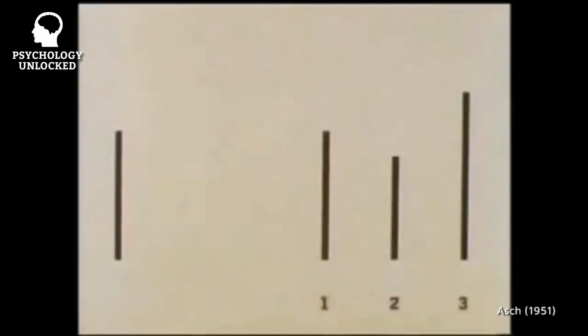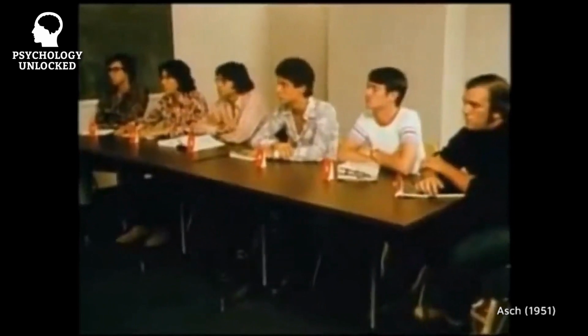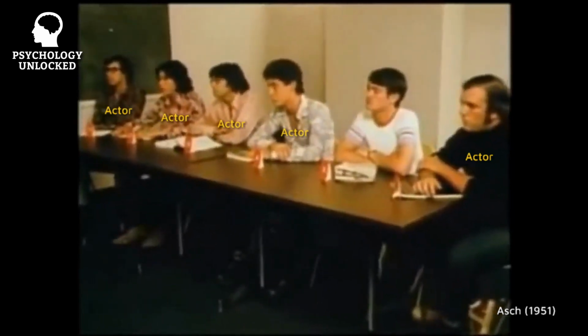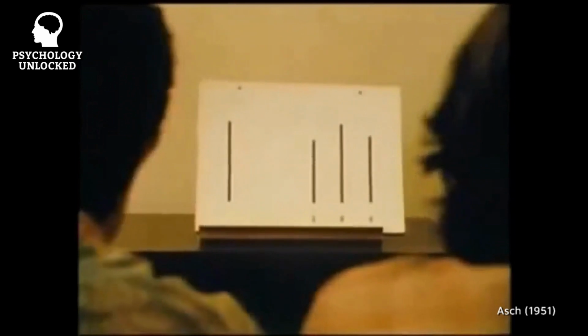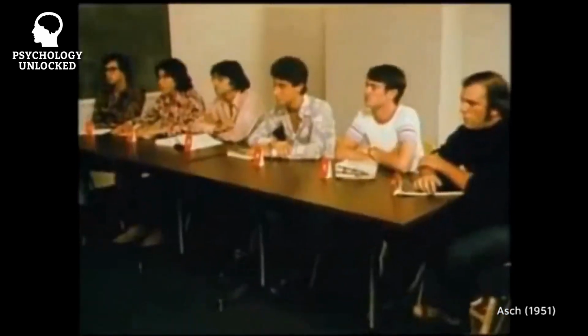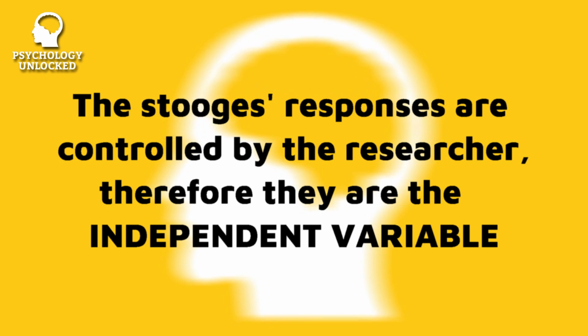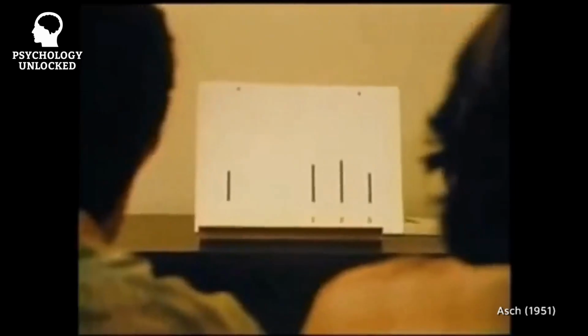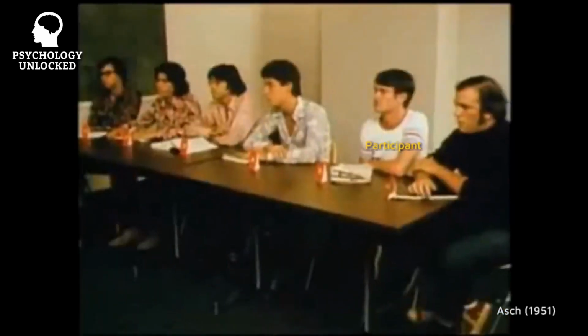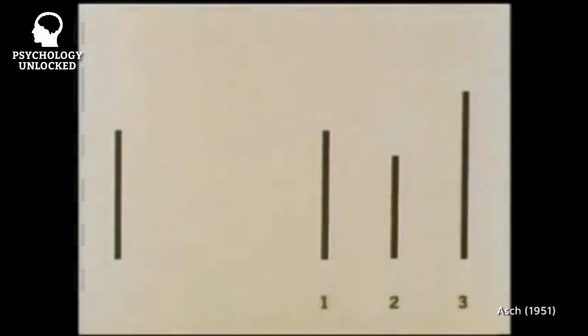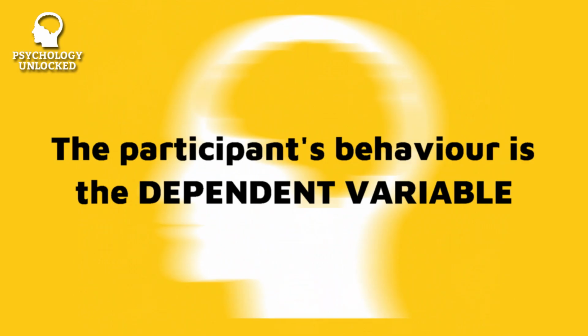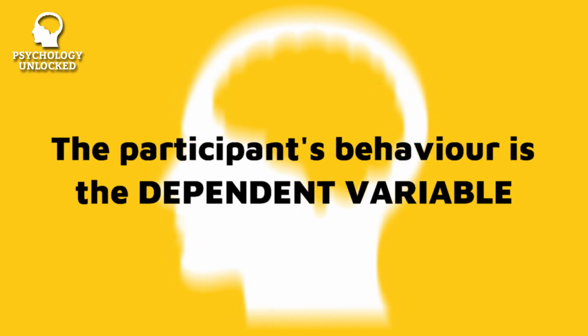Let's take a look at a couple and see. Solomon Asch's famous line comparison study examines the role of social influence on a person's public behaviour. Asch had stooges, actors, perform the role of participants in the study and told them what to say. Because Asch was controlling the stooges' behaviour, this is his independent variable. Asch wanted to see the behaviour of the real participants and see if it changed because of the stooges' behaviour. Therefore, the real participants' behaviour is the dependent variable, dependent on the stooge.